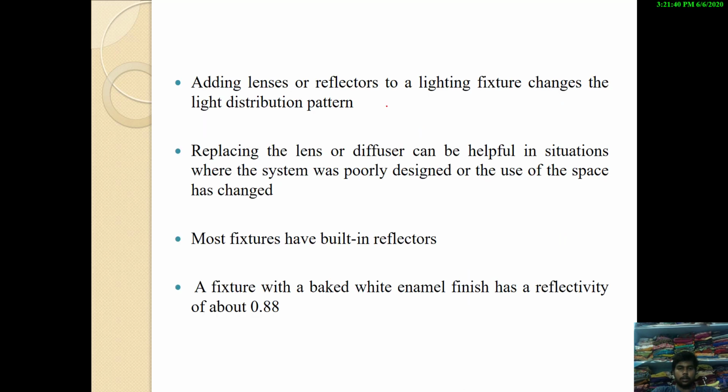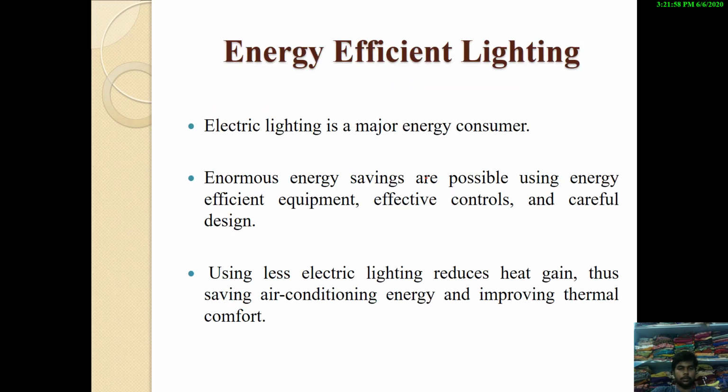Adding lenses or reflectors to a lighting fixture changes the light distribution pattern, and most fixtures have built-in reflectors. Fixtures with a baked white enamel finish have a reflectance of about 0.88.